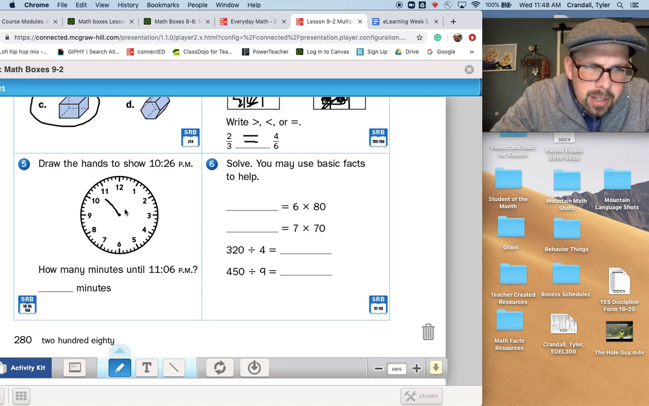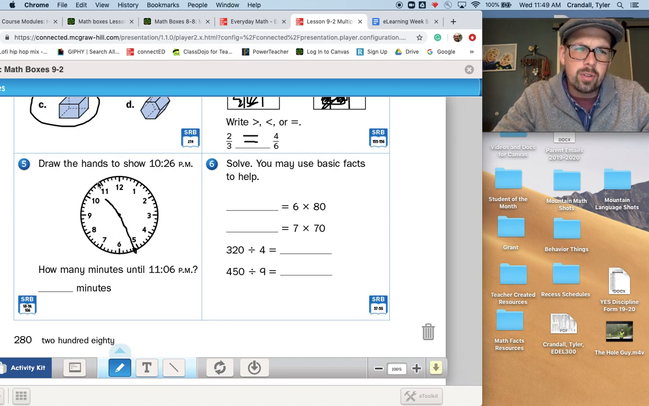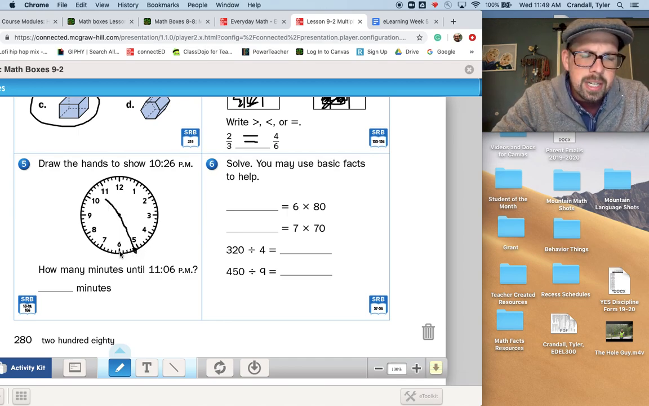And 26 minutes, I know that these numbers are in 5-minute increments, so I'll count by fives: 5, 10, 15, 20, 25, and then 26 would be right here. Sometimes I like to actually draw these by starting at the position where it is over here and then draw to the middle. So that shows 10:26.